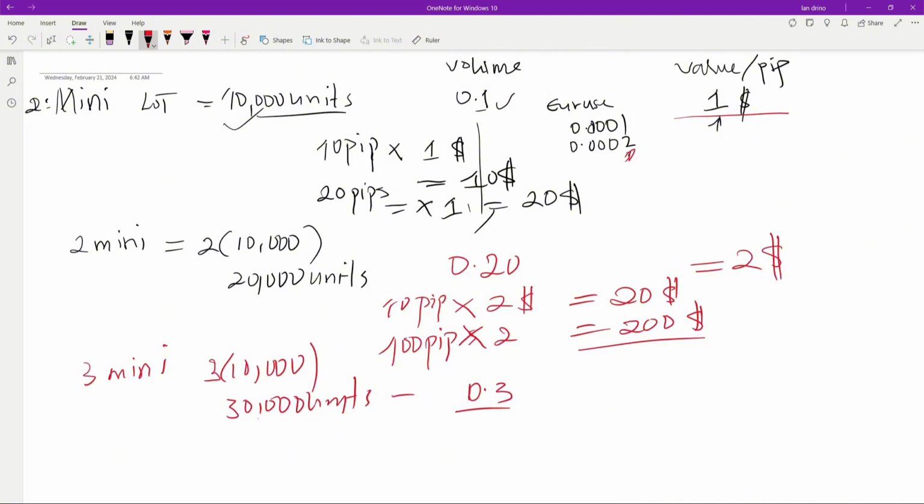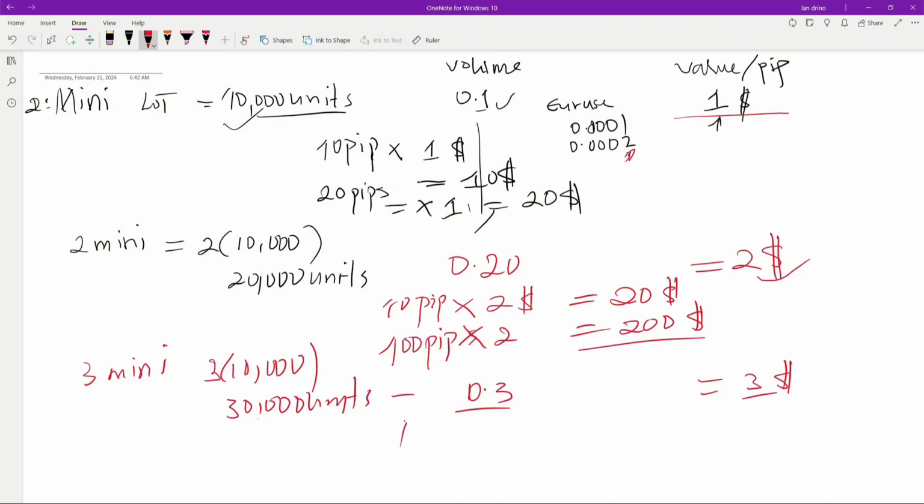Now what is going to be the value per pip for 3 minis? If the value per pip for 1 mini is $1, the value per pip for 2 minis is $2, so the value per pip for 3 minis is going to be $3 instantly. So every time the market increases or moves by 1 pip, you are making $3 instantly.